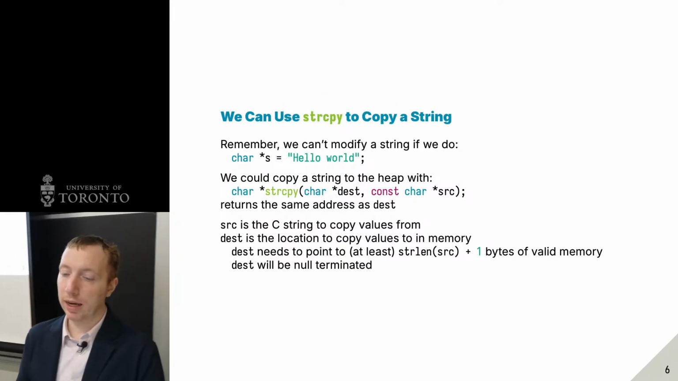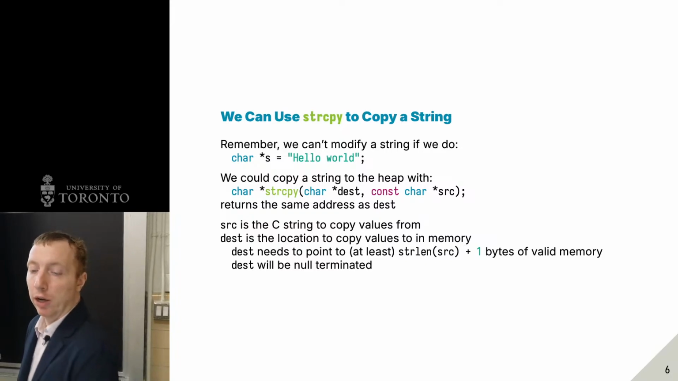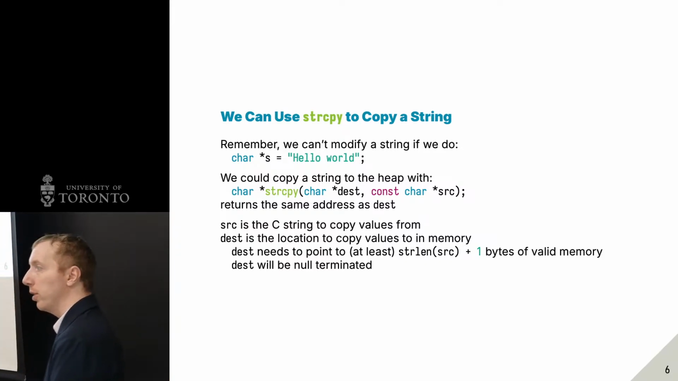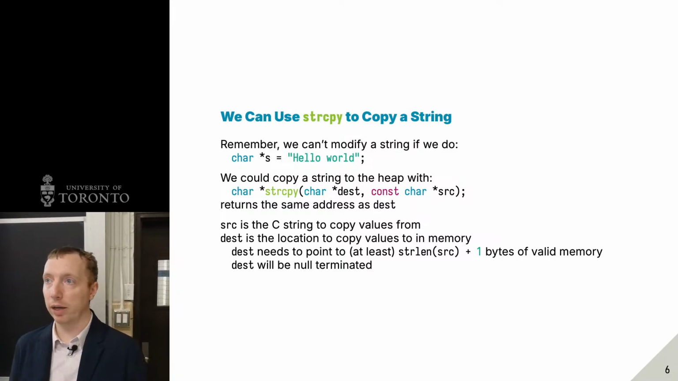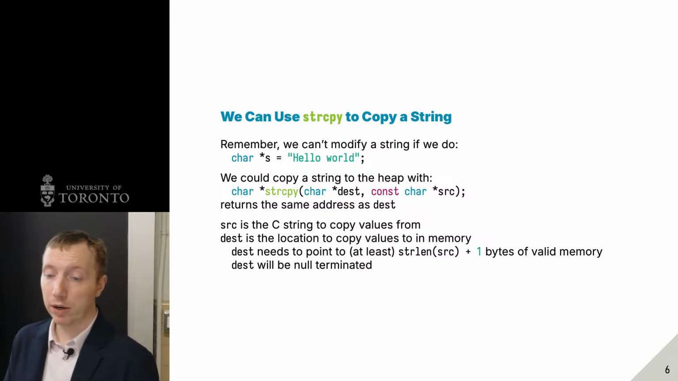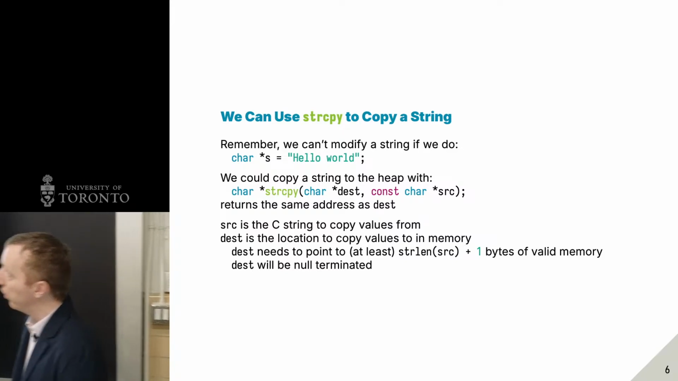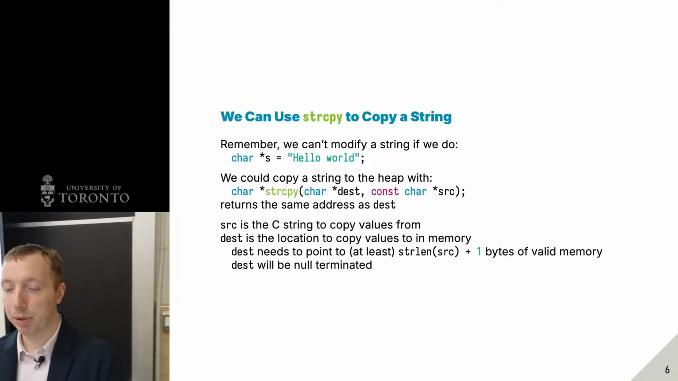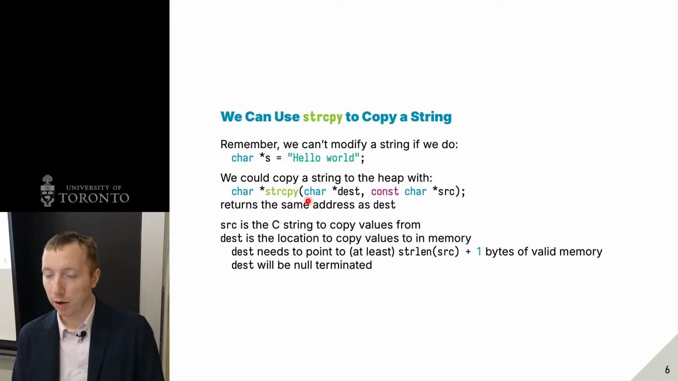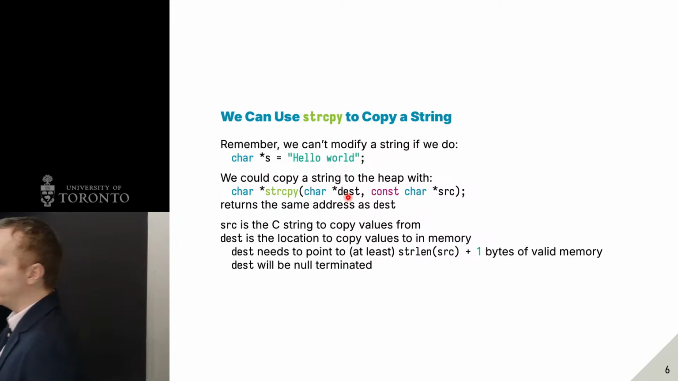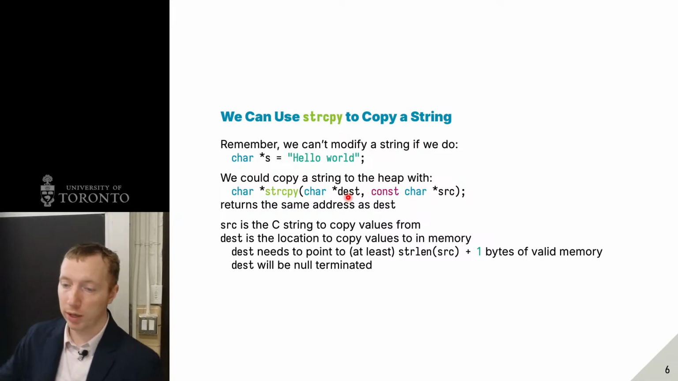So next one is strcpy. Remember, you can't modify a string. If I do something like char *s equals the string literal hello world, I can point to a string literal, but it is in read-only memory. If I try to change the value or assign a character to one of those elements, I will get some error. What you can do is copy a string to the heap with this strcpy function. It takes 2 arguments: one pointer that you malloc, that you set aside, pointing to some valid memory. That's where to copy the contents of the string to, and this is the source.